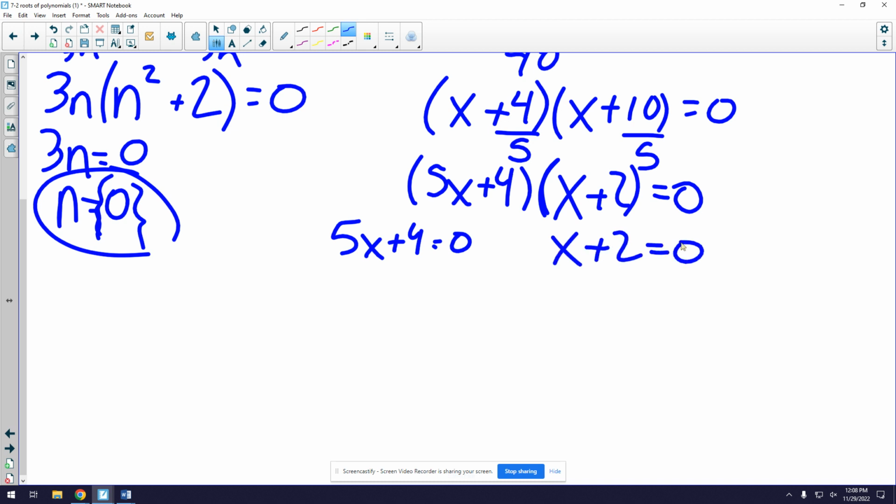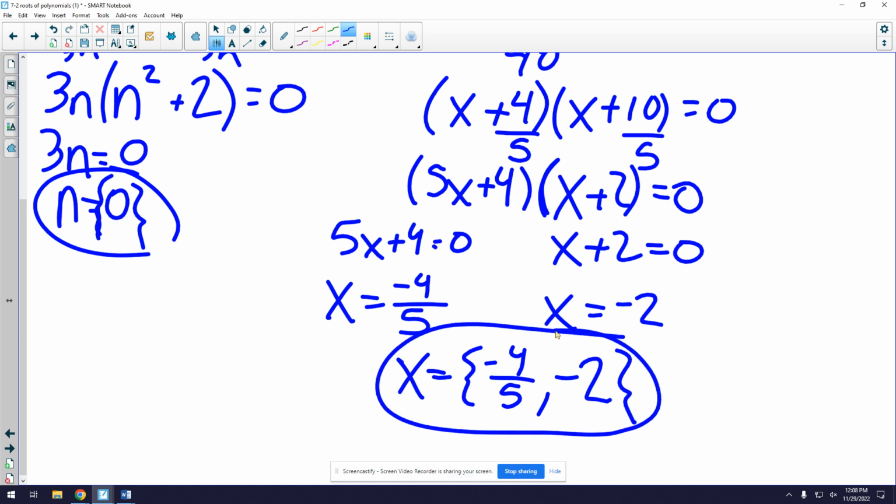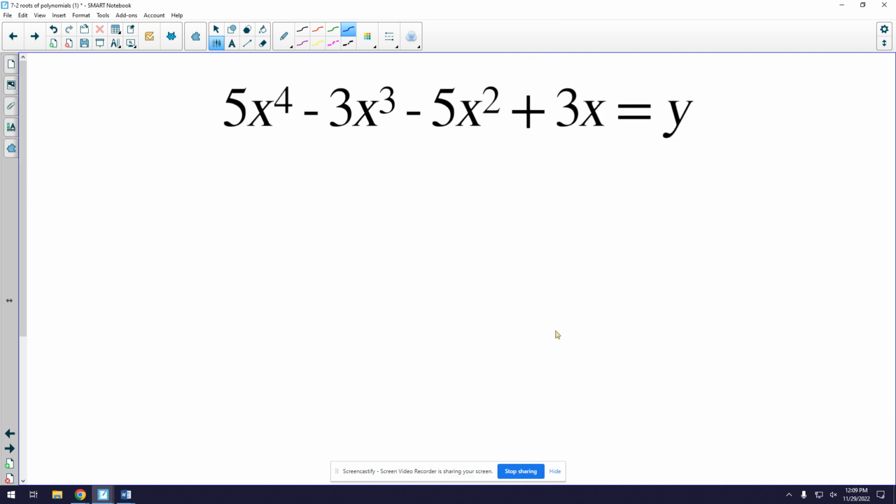In that first one, since I have plus 4, it's going to become x equals negative 4, and then divide it by your coefficient, so negative 4 over 5. And your second one will become a negative 2. There are your rational roots to your second example. Next example.